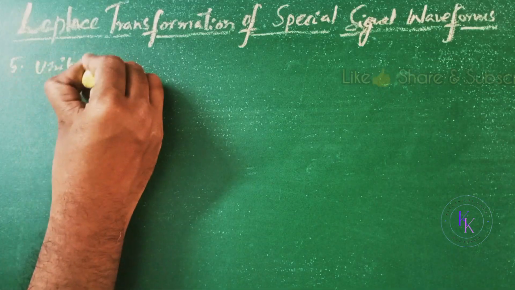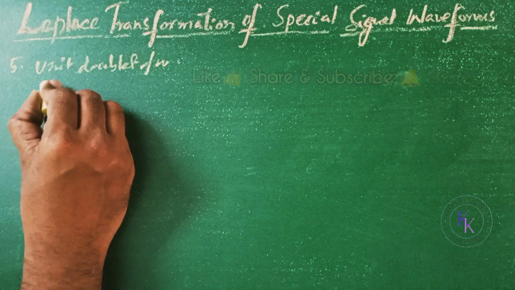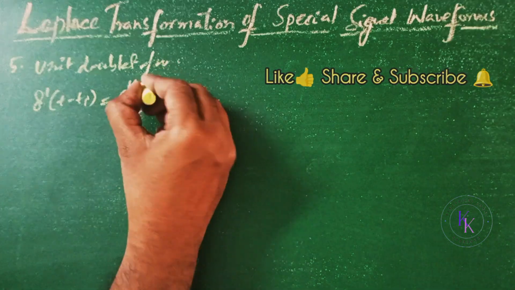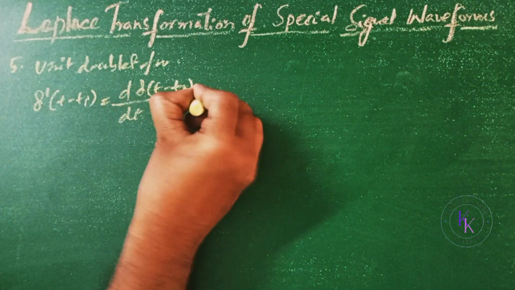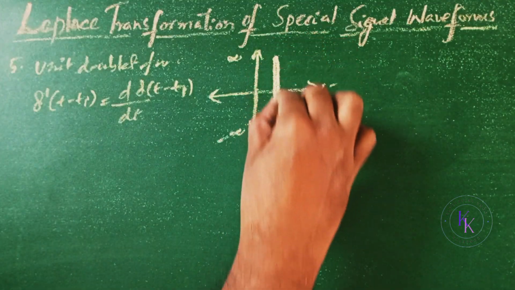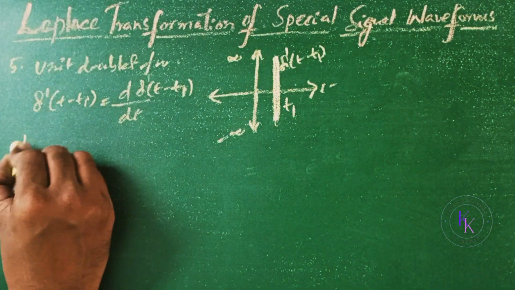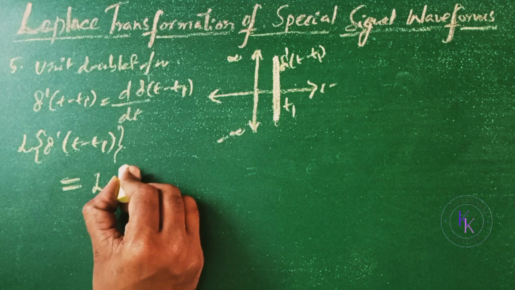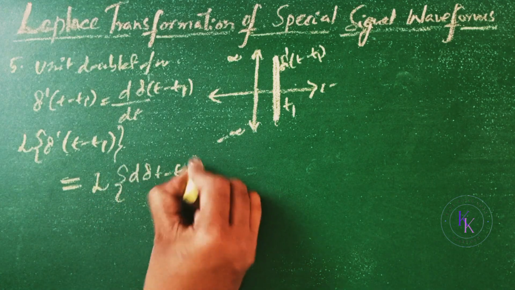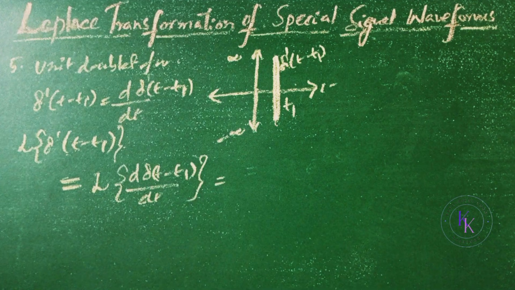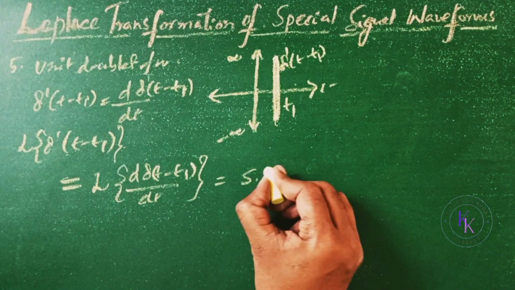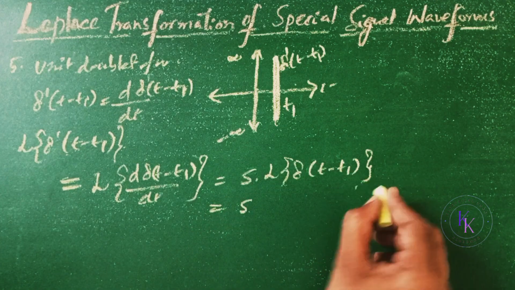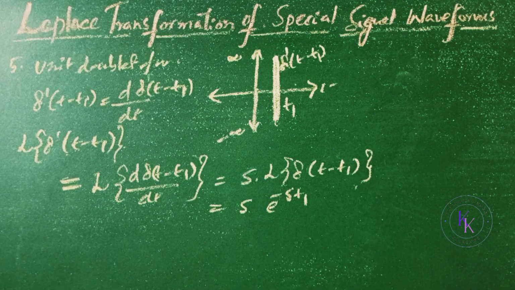This one, unit doublet function. The doublet function is delta dash t minus t1, which is nothing but differentiating the impulse function delta t minus t1. And the graphical representation, this is delta dash t minus t1. Laplace transform of delta dash t minus t1 is equal to Laplace transform of d delta t minus t1 divided by dt. That equals, from the Laplace differentiation formula, s times Laplace transform of delta t minus t1. And we found that Laplace transform of delta t minus t1 is nothing but e power minus st1.